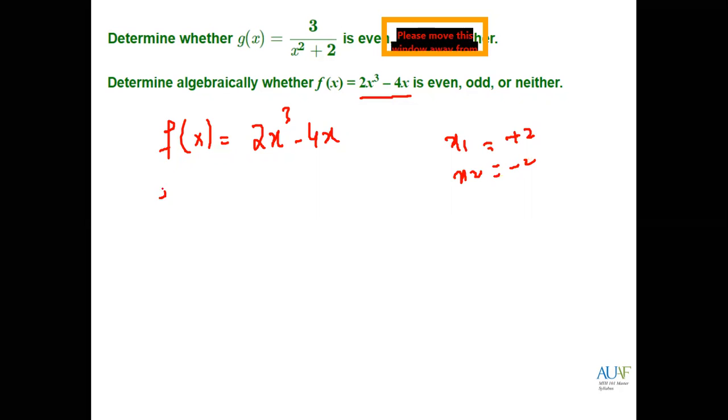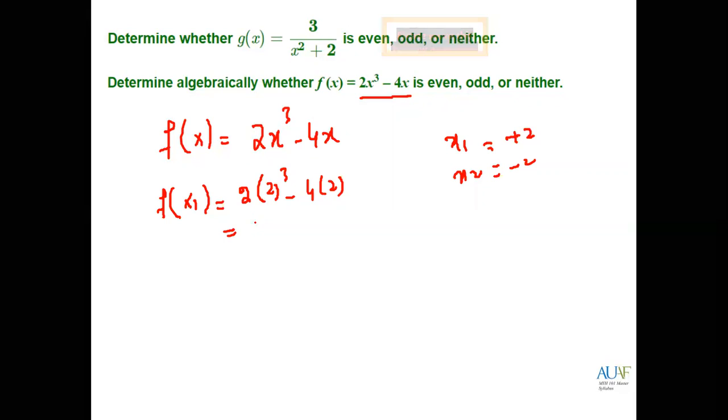So first one, for x1, f of x1 equals 2 multiplied by 2 cube minus 4 multiplied by 2. 2 cube equals 8, so 2 eights are 16, minus 8 equals plus 8.